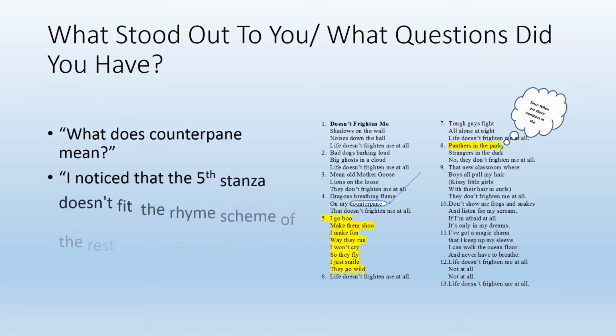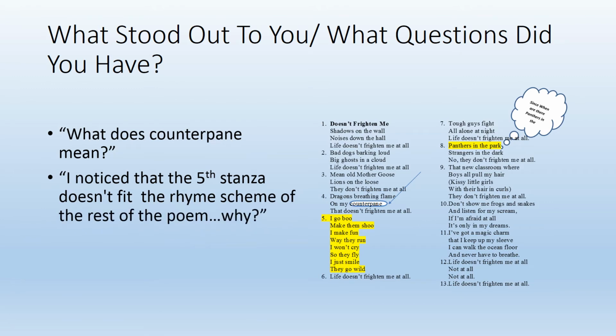Other students might immediately point to the fifth stanza. The fifth stanza creates interest for students because it doesn't fit the rhyme scheme of the rest of the poem. This would be a great point to encourage students to ask why they think this is happening. Why would the author make the conscious choice to change the rhyme scheme here?